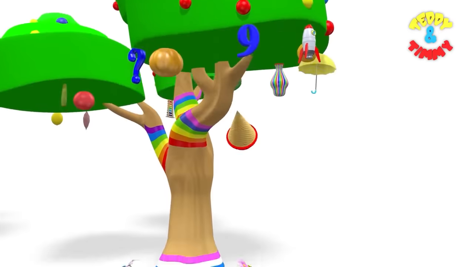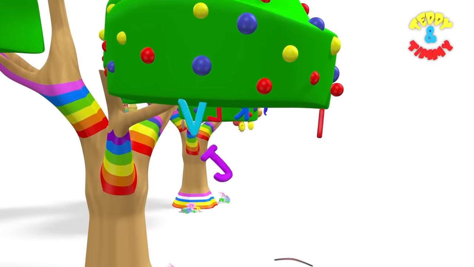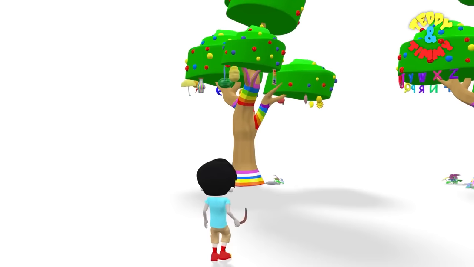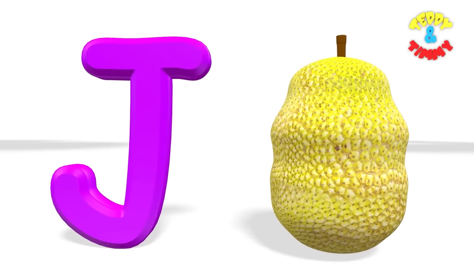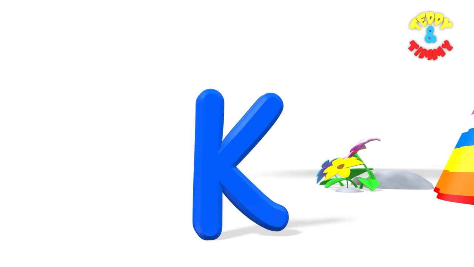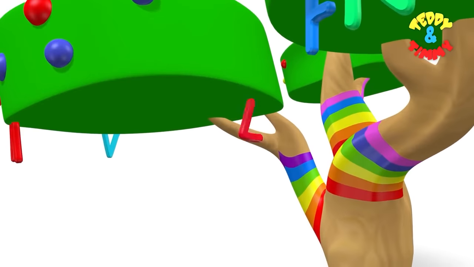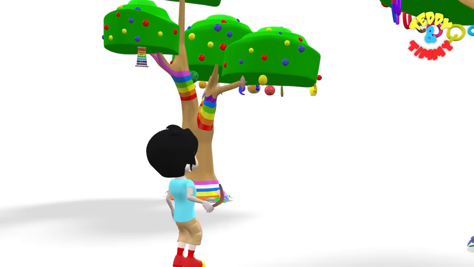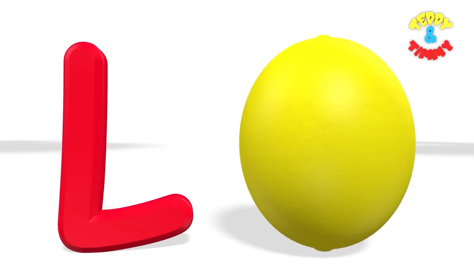Ice cream. I for ice cream. J. Jackfruit. J for jackfruit. K. Kite. K for kite. L. Lemon. L for lemon.